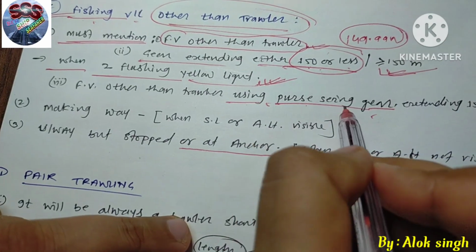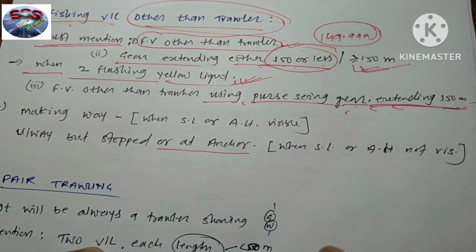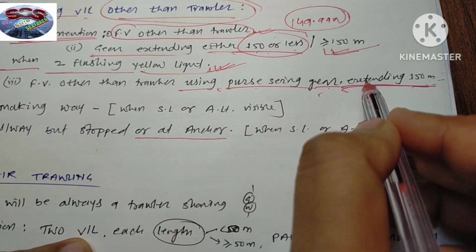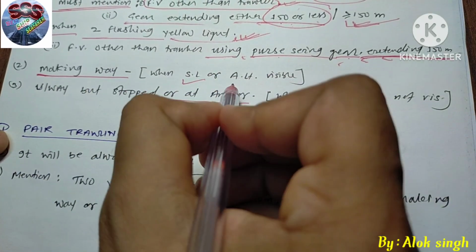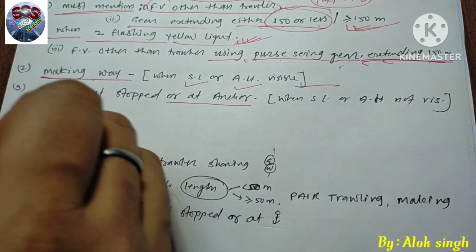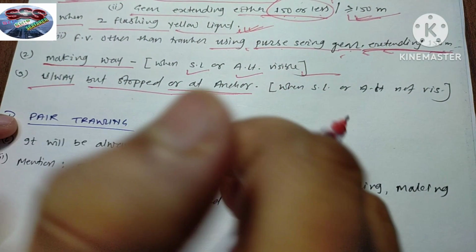This is the word which you have to use here: pushing gear. And here we also have to mention how much the pushing gear is extending, either 50 meters or more, or 150 meters or more. And if you see making way, that is only if the side light or external light is visible, then we'll say making way; otherwise underway, but not only underway but stopped or at anchor, because it is a fishing vessel.